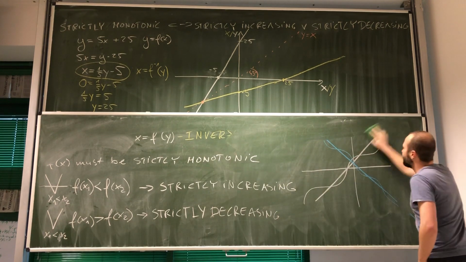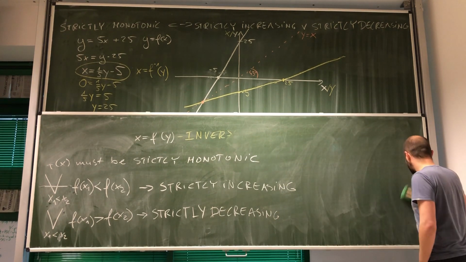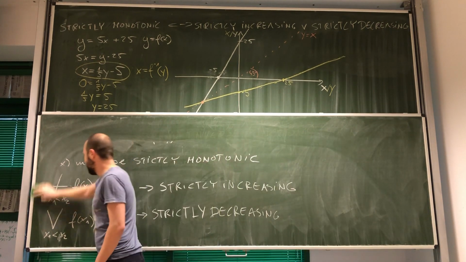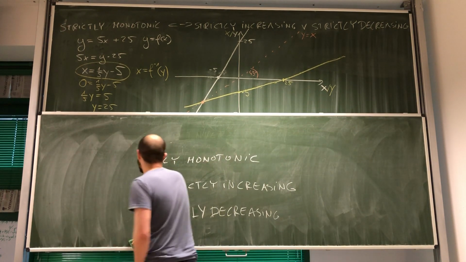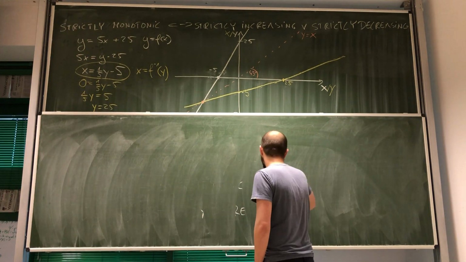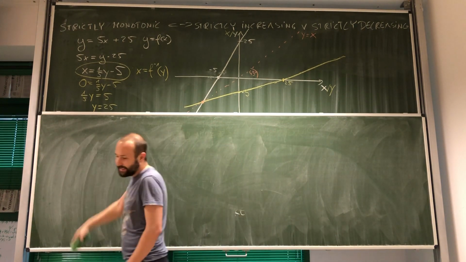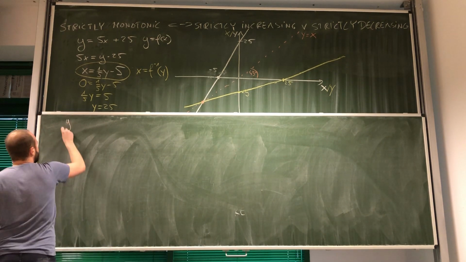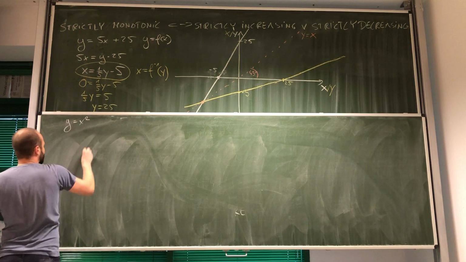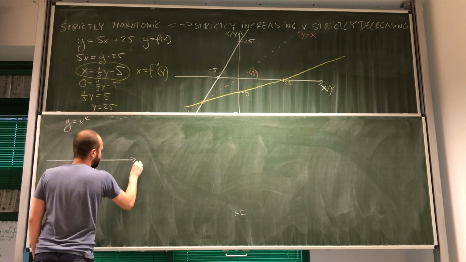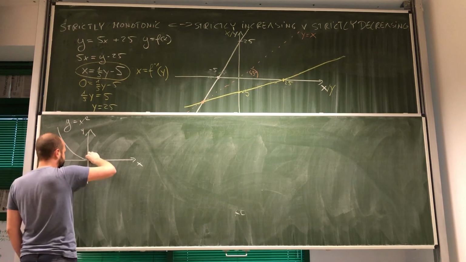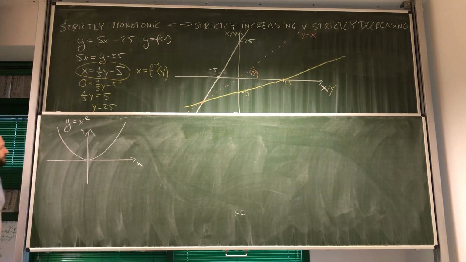Let's try something different. Let's try the function y equals x squared. Look, if we've got y equals x squared, the situation becomes problematic right away. Why? Because this function is definitely not strictly monotonic, right? If I have y equals x squared, then I know that the graph of it is a parabola, and it's going to look like this. So we see that over here it is decreasing. Over here it is increasing.